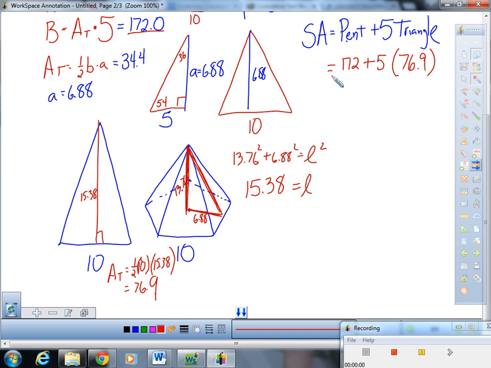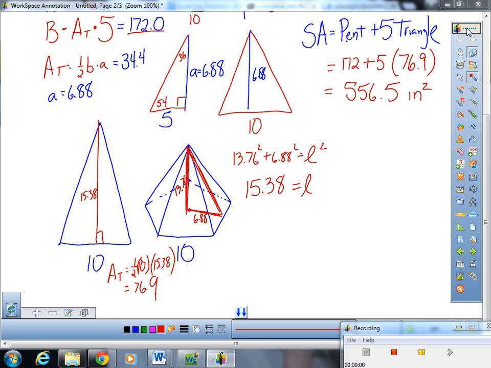Okay, does this make sense now? It's one pentagon, 5 triangles. And what do you get for that? 556.5 square inches. Okay? Now what if it just asked for the lateral area? What would you exclude? You'd exclude this 172. It would just be 5 times 76.9.